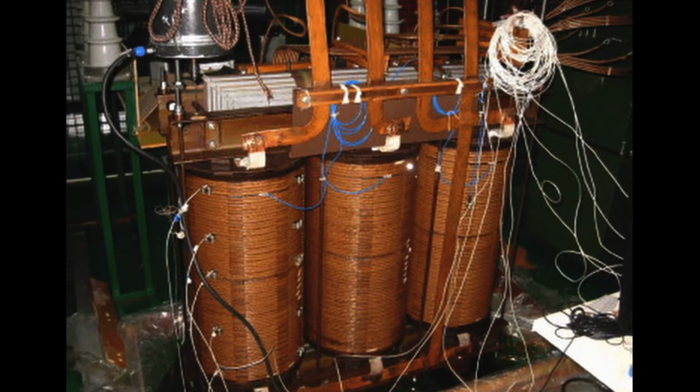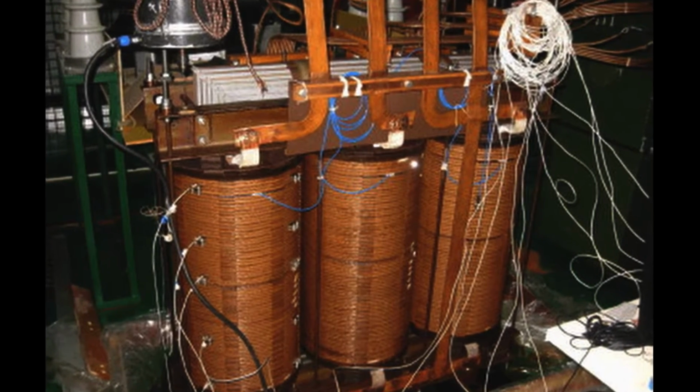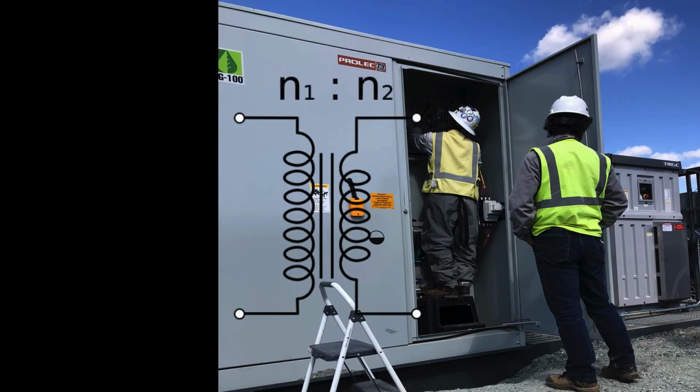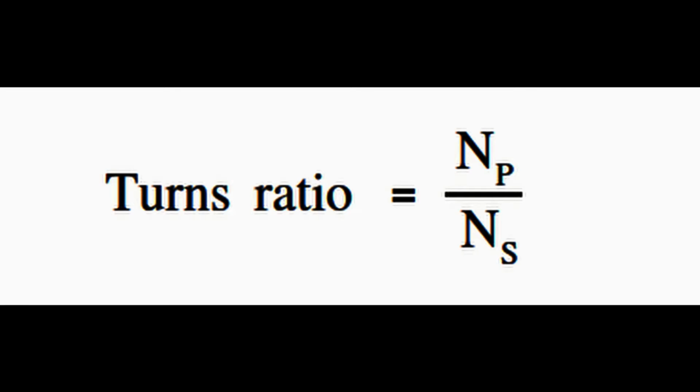A transformer has two different coils on each phase. These are the primary and the secondary windings. The number of turns of each coil determines the magnitude of the change in voltage that will occur when current is applied to one of the windings. The ratio between the primary turns and the secondary turns is the turn ratio.